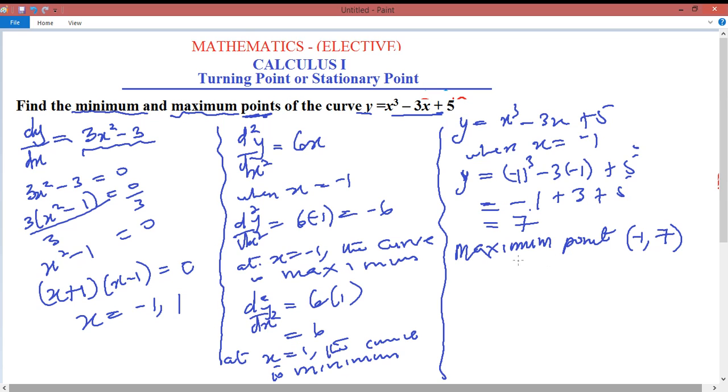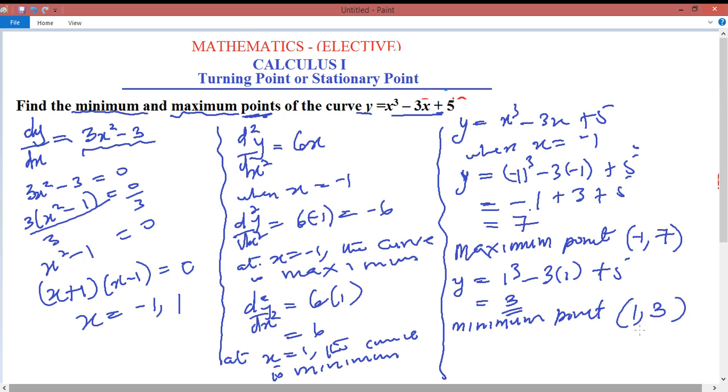Then I calculate for the other one when x is equal to positive 1. And y will be equal to 1 cubed minus 3 times 1 plus 5. Good. When you solve this, you're going to get 3. Use your calculator: 1 minus 3 is negative 2, plus 5 is 3. And because that is your minimum point, we say the minimum point is (1, 3). As I said earlier on, the y values are always the values of the turning point.